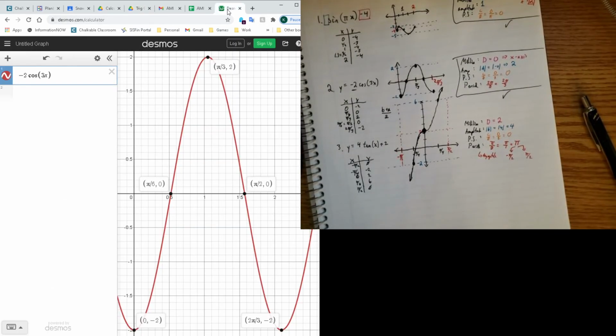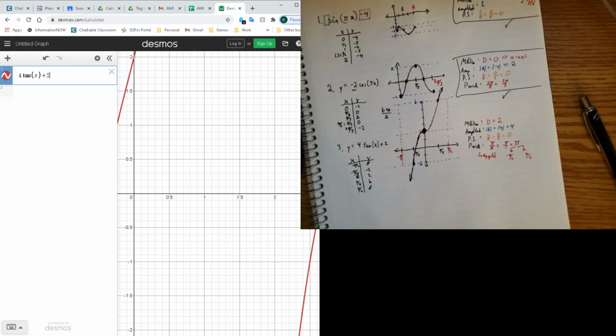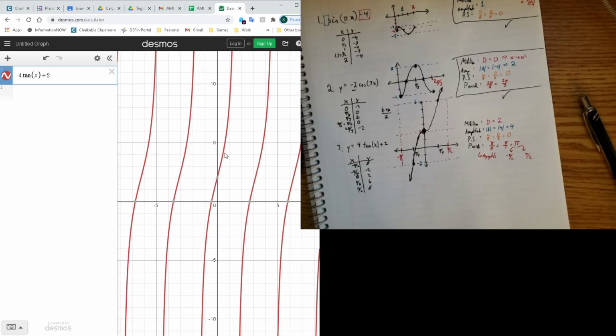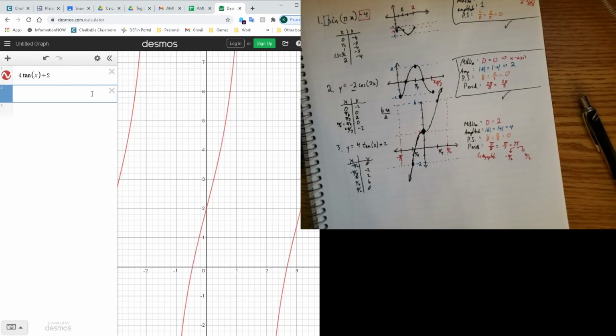I put Desmos. I type my new function, which is 4 tangent of x plus 2. Okay. Go back to home. All right, you can clearly see it. This one's pretty stretched out. So I'm going to zoom in on one factor here. So, easiest point is that middle one, 0, 2. That's clearly right there. Now, let's see if I can find some other ones.